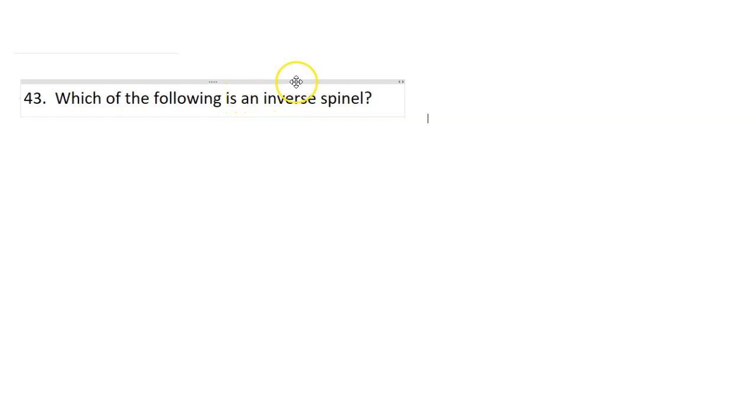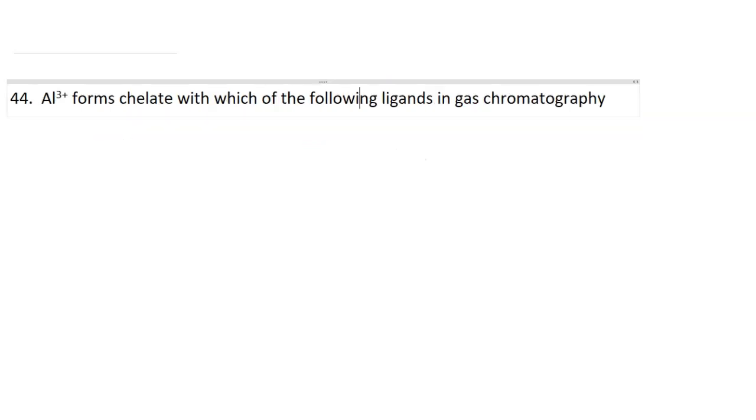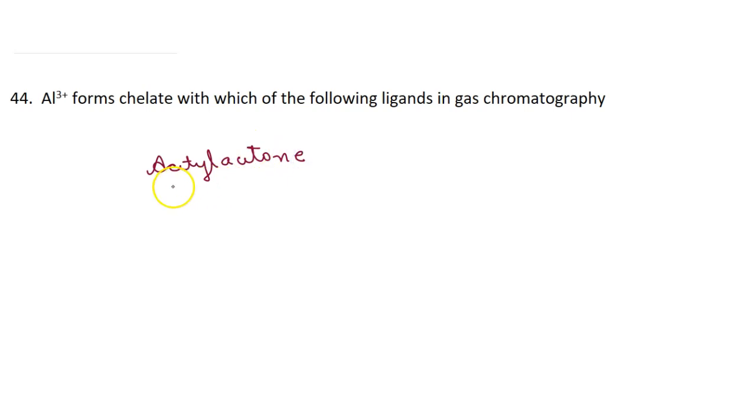Which of the following is an inverse spinel? From the options given, ZnFe2O4 was the inverse spinel. This was the correct answer. Aluminium 3+ forms a chelate with which of the following ligands in gas chromatography? The answer to this is acetylacetone. This is the ligand with which it forms a chelate.